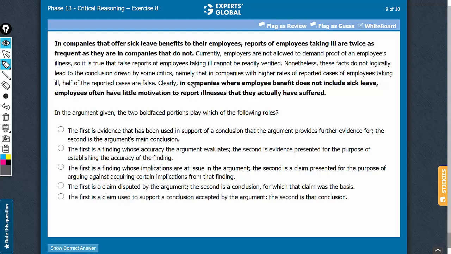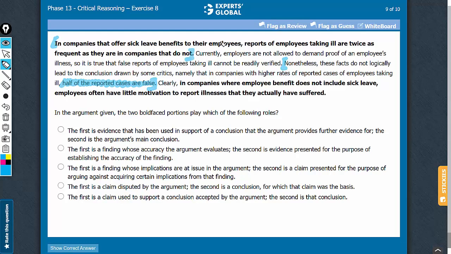It's a boldface question. Step 1 is to identify the conclusion here. This complete sentence from here to here is the conclusion. In simple words, the conclusion is that no, the cases reported are not false. Okay. Step 2 is to link the two boldfaces with the conclusion. So how is the first boldface connected?